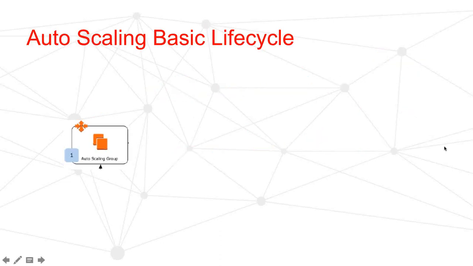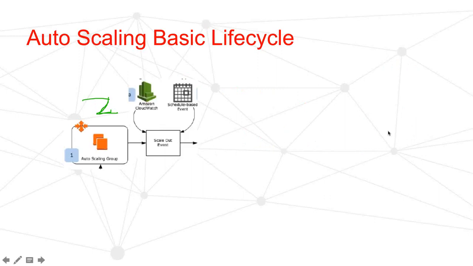All right. So far we have an auto scaling group and we have just two instances running. These are the two instances that are up and running, and life is good. Now you have incorporated CloudWatch alarms or a schedule-based event. For example, CloudWatch sensed that the average CPU utilization of your architecture is above 80%.